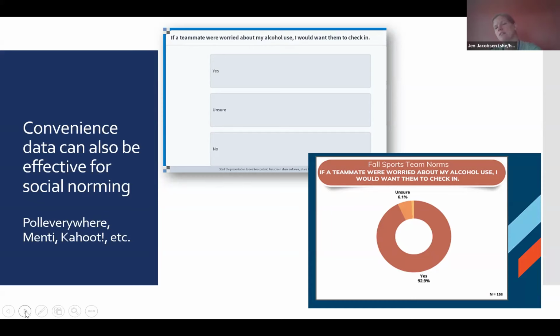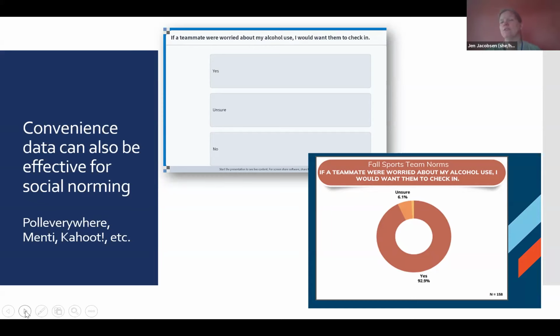And then this is the amalgam of all our fall sports teams down here that we actually use to show our coaches to advocate for why it's important we're doing alcohol and other drug education with their teams as part of our active bystander training. But it's really powerful in real time for students to see those norms of, oh, my teammates want someone to check in. It helps lower that barrier to checking in. But then we have historical data year over year to see what students are thinking.